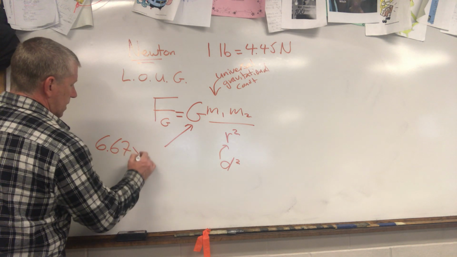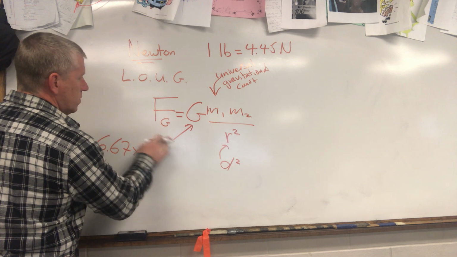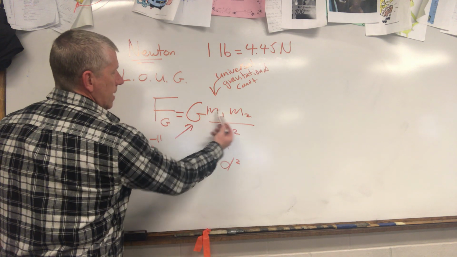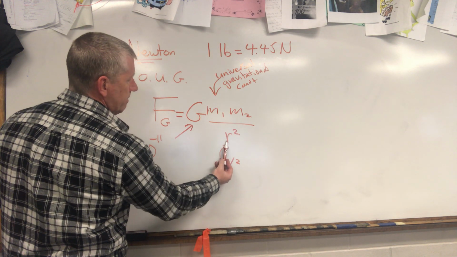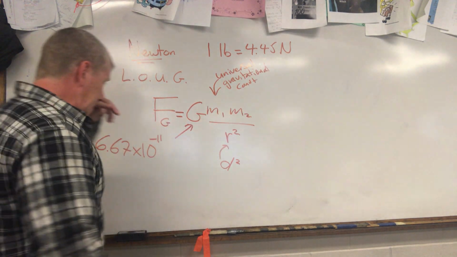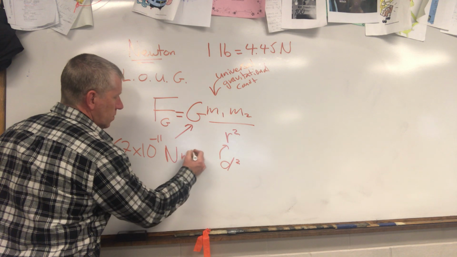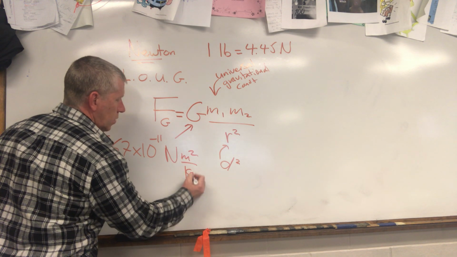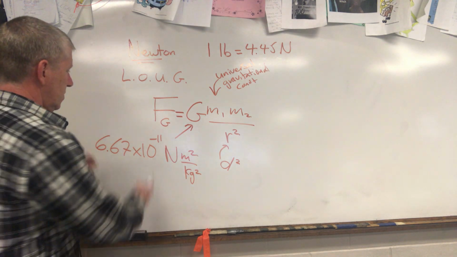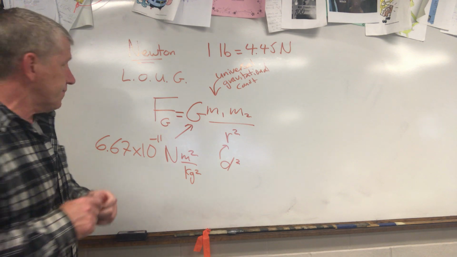6.67 times 10 to the negative 11th, and it does have units associated with it. They go with the units that are involved in here. Kilograms squared, because you're multiplying meters squared, and the force is measured in newtons. So it ends up being newtons meters squared over kilograms squared. Those are the units. I'm not going to write them down every time I do a problem. I just use this number, but those units are associated with that big G value.